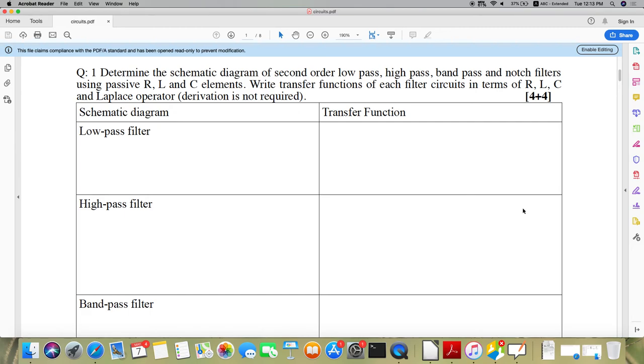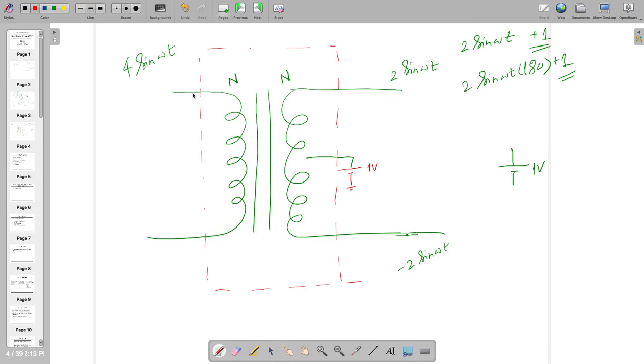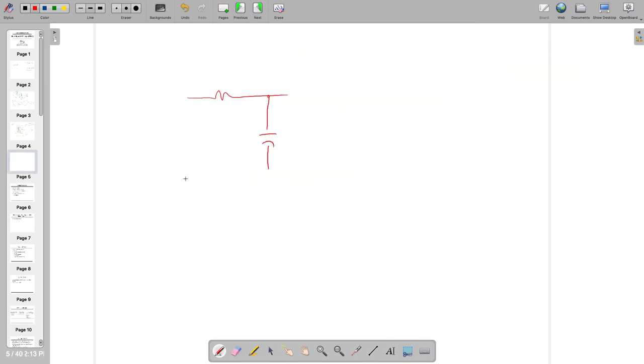Nazrul, what do you think? Second order low pass filter. But that will give me first order. What you are saying, this R and C will give me first order. If we do this, then it's not optimized. I can draw with this one. This is the optimized answer. There are two elements, both are frequency dependent, so it's the second order.